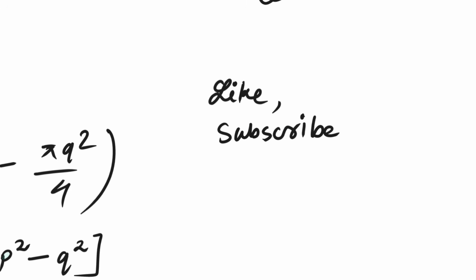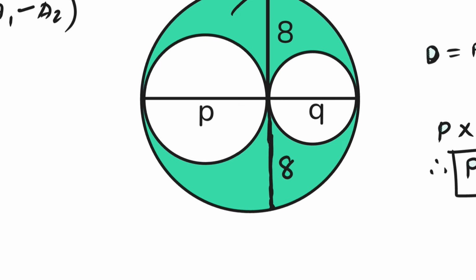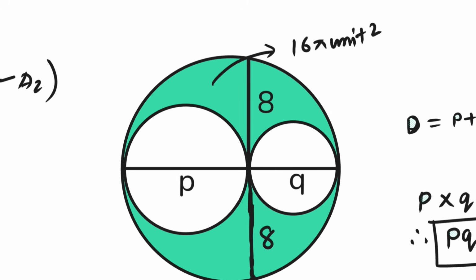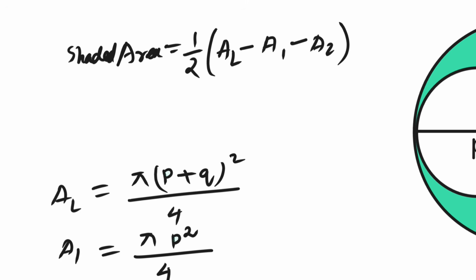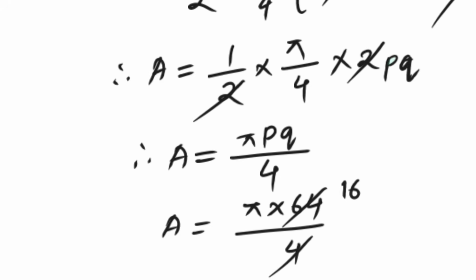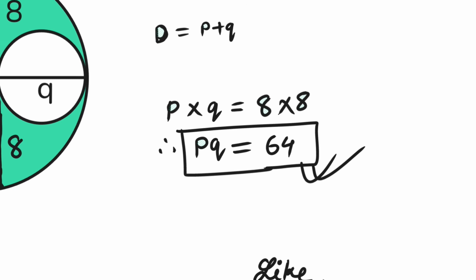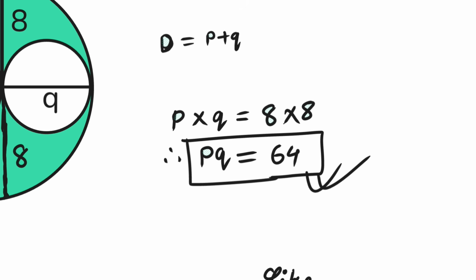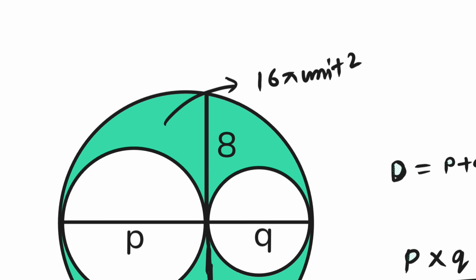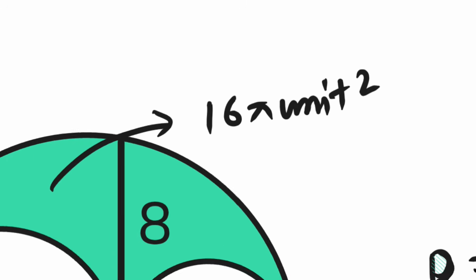But remember the main result from today. Once we establish that the shaded area equals pi times pq divided by 4, and the intersecting chords theorem tells us that pq equals 64, the final answer follows immediately. The area of the shaded region is 16 pi square units.